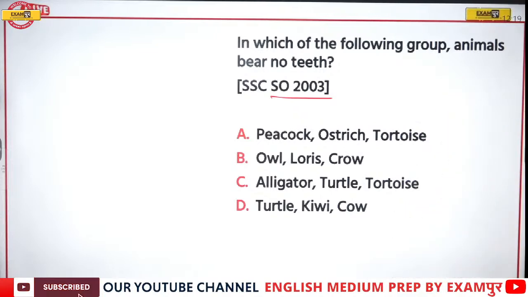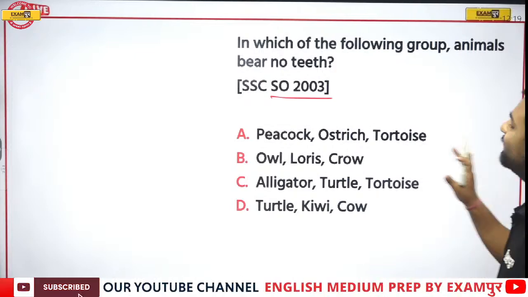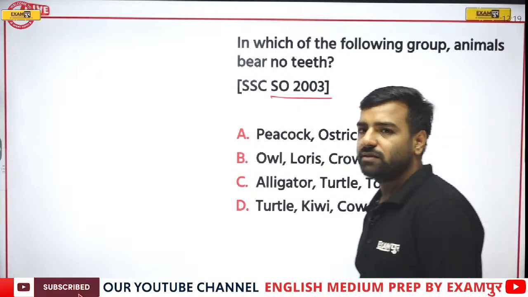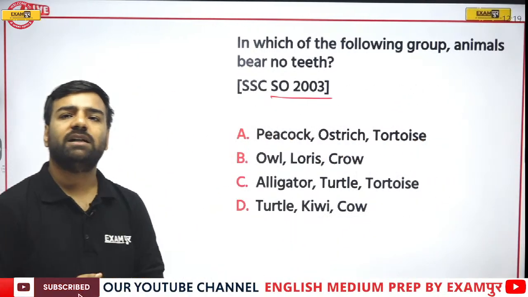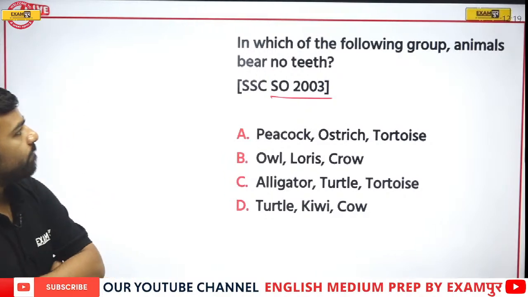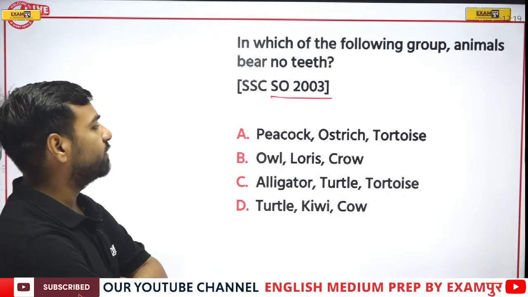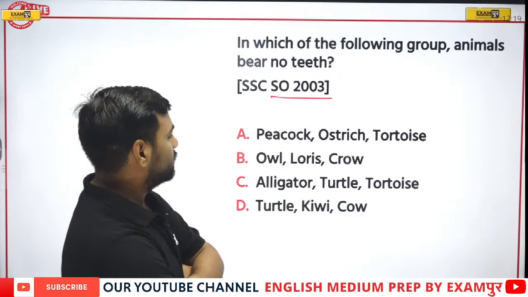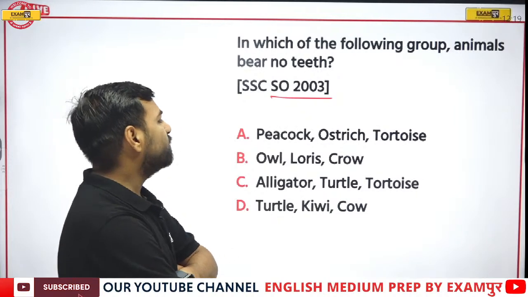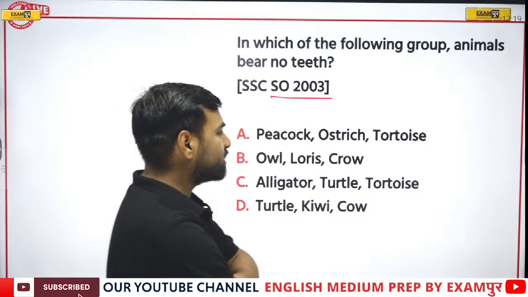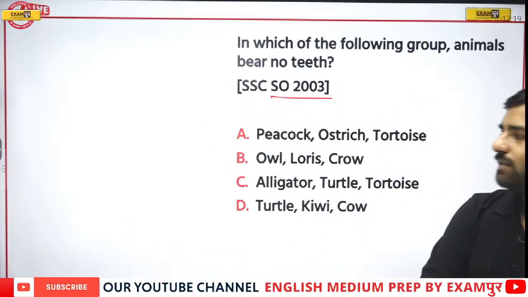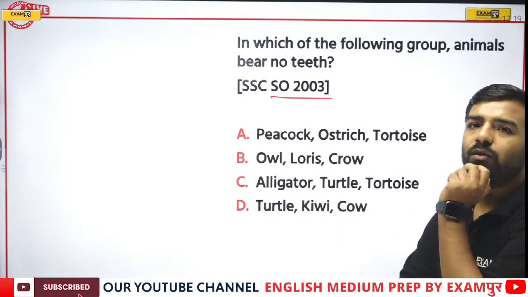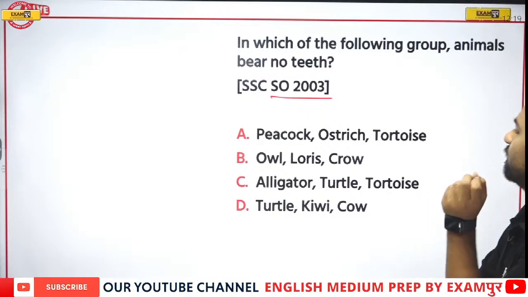So yes, waiting for the answer. In which of the following group animals bear no teeth? There is no such teeth in this particular group. Now which one is it? Is it A, B, C or D? What is going to be the correct answer? Ravindra, Dilip, Pankaj. If I talk about peacock, ostrich, tortoise, I guess you must have seen everything. If you have not seen this ostrich, you can see it in the nearest zoo near your hometown. So let me see who will give this correct answer.